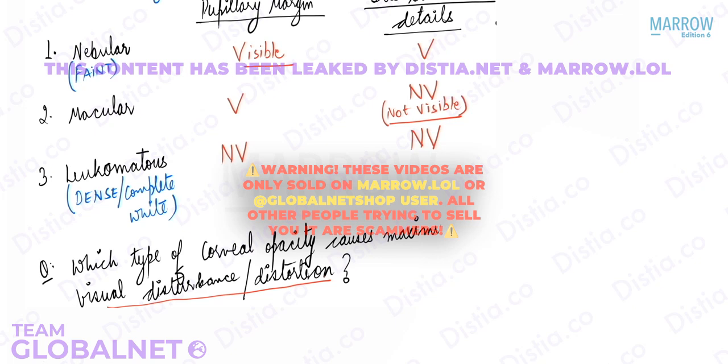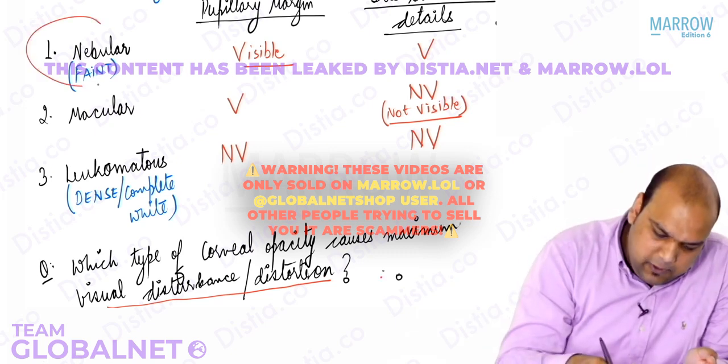The patient will say, I can see, but I can't see clearly. That is visual disturbance or distortion. Visual loss is different. I hope you understand the basic thing. So what is the answer to this question? The answer to this question is nebula.